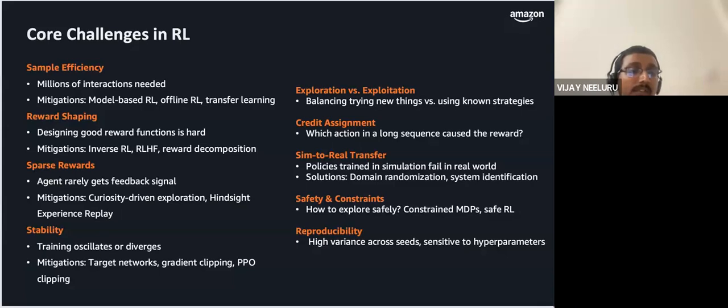And the challenge is the stability. Deep RL training is notoriously unstable, which makes the training oscillate and diverge. To overcome these challenges, the mitigations are: use target networks, which maintain a separate target network that updates slowly; gradient clipping, where if the gradient gets too large, clip it to a maximum value; and PPO clipping, which limits how much the policy can change in a single update.